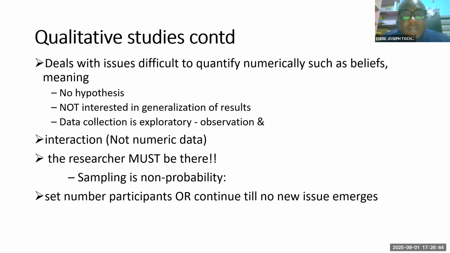Now, the researcher must be what? There. So you cannot conduct a qualitative research by proxy. You must be there, asking your questions. Now, sampling is not a probability method. Sometimes when you sample one person, it leads you to the other until you finish your research. Now, there is a set number of participants, or you continue until no new issues emerge. So you may continue asking the same question until you are no longer getting new information on the topic you are trying to research.